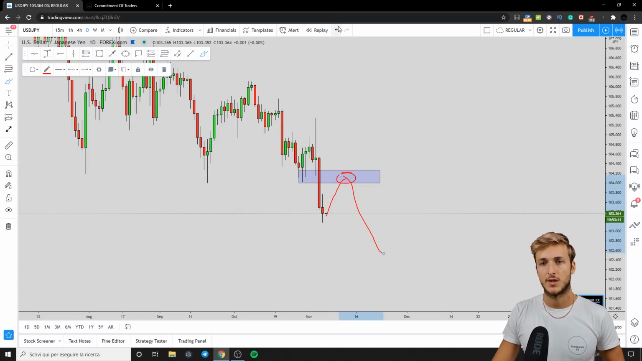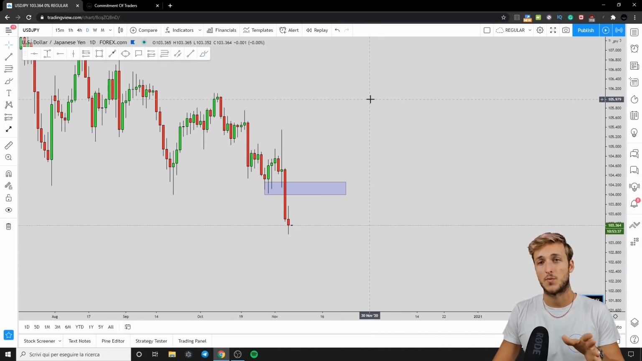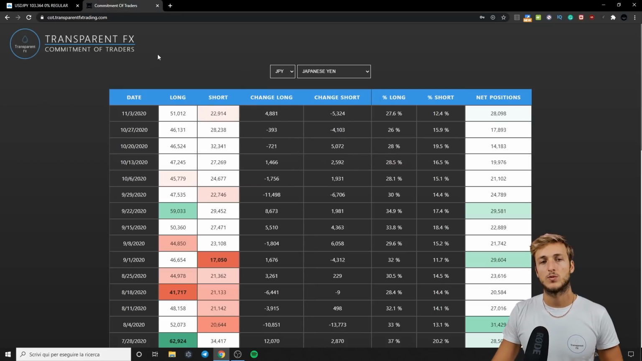Now, before I show you how we will be approaching this kind of situation from a technical perspective with students, let's first give a quick check at what we have from a COT perspective. So commitment of traders, which is what hedge funds are currently doing in the market.